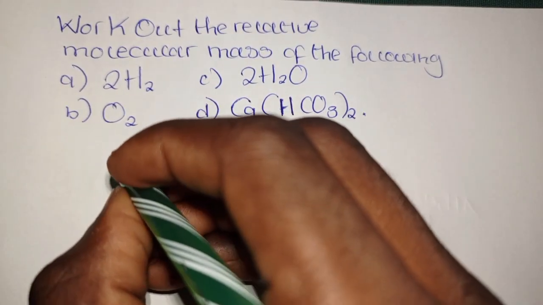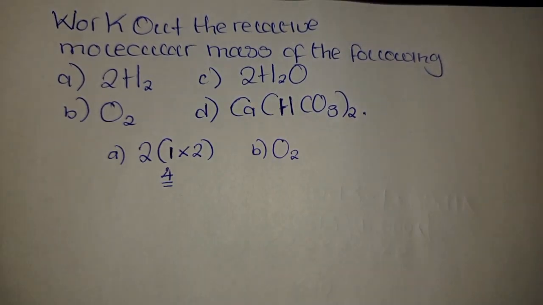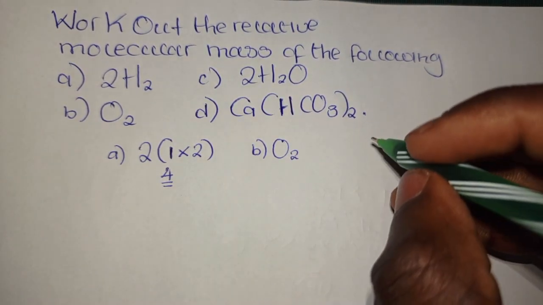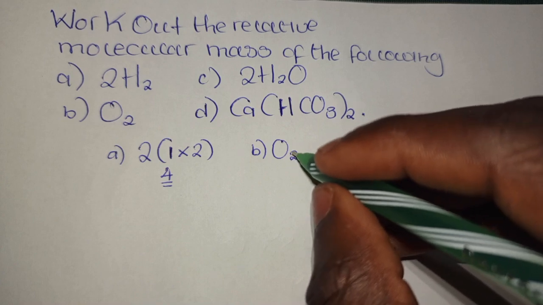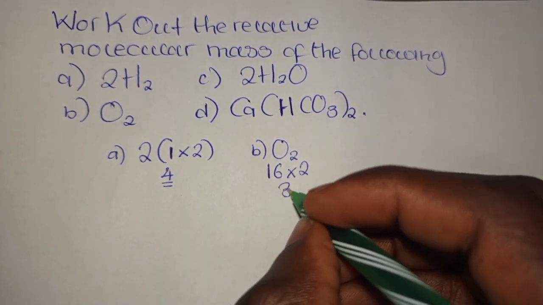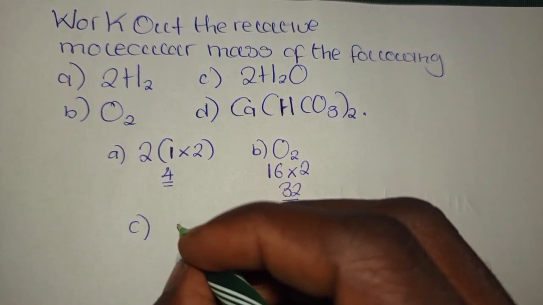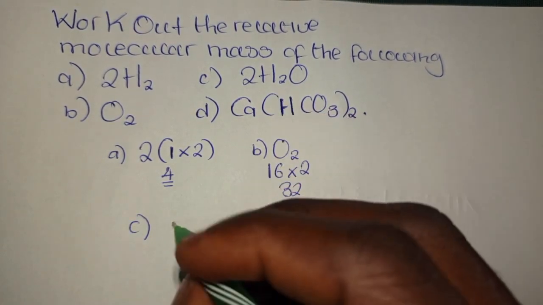For B, we have to calculate the relative molecular mass of oxygen, and you know for sure that the mass of oxygen is basically 16 times 2, giving you 32. Then C, you are taught to calculate the relative molecular mass of water.